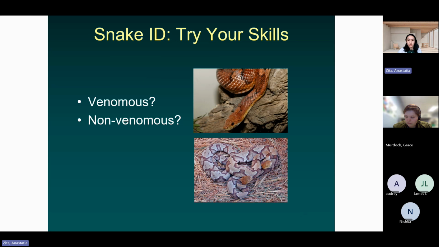So if you're looking at these 2 snakes, you'll see that the one on top has a narrower triangular-shaped head. So he's a non-venomous snake. When you take a look at the snakes at the bottom, their heads are more arrow-shaped. So those 2 are venomous snakes. The top is a corn snake, and the bottom is a copperhead.